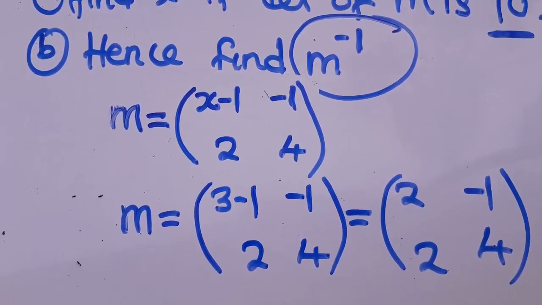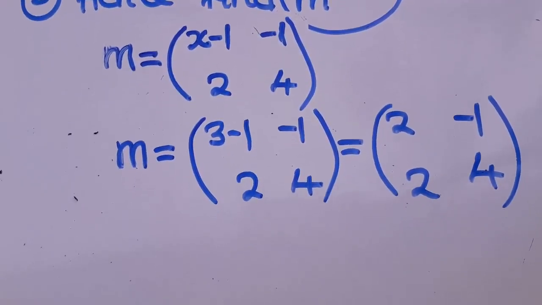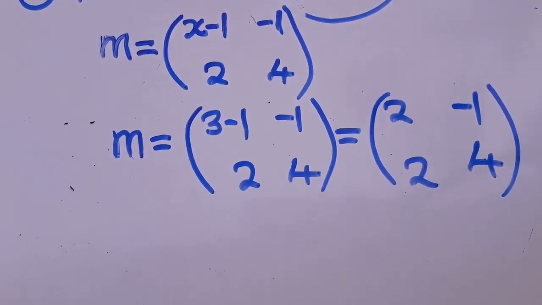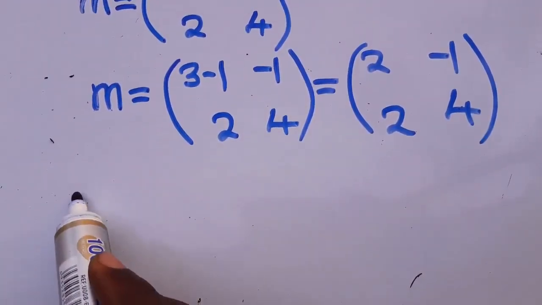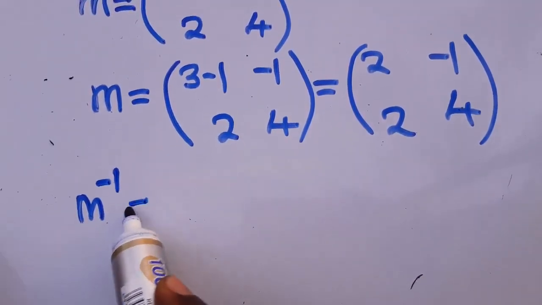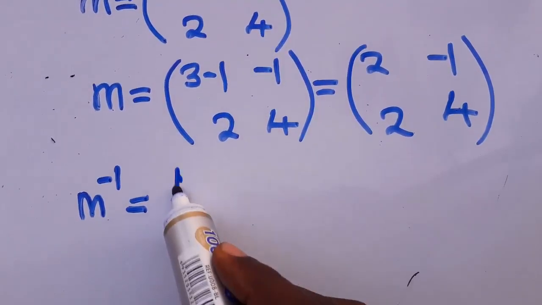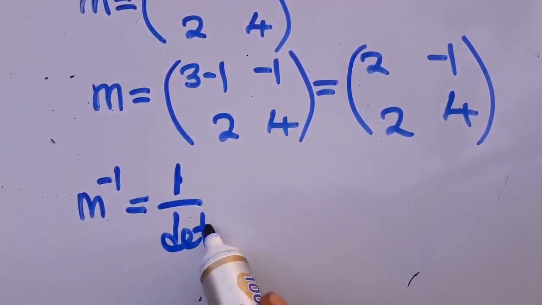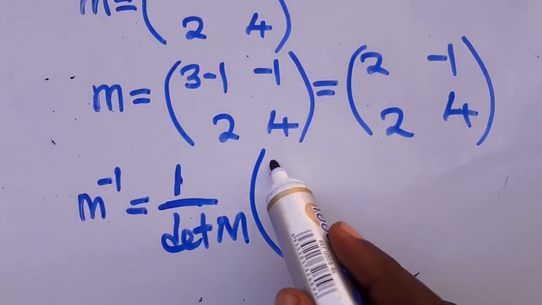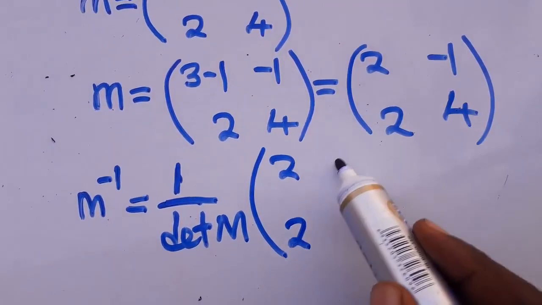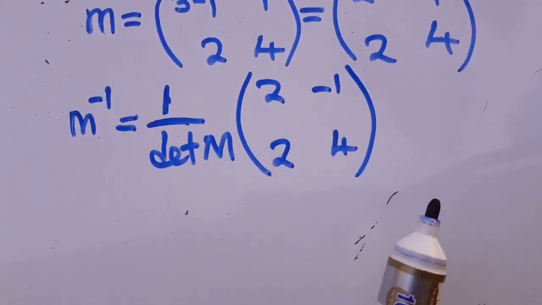So with this now, you put your formula now. You just need to write your formula there. So, okay, what's our formula? Our formula is M inverse is equal to 1 over the determinant of M, times the matrix with 2, negative 1, then 4. You do that. Then finally, you put your answer like this.